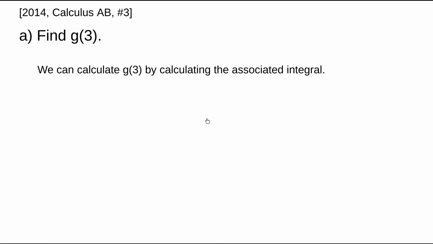In part A of the question, we are asked to find g of 3. Given the way that g is defined, we can calculate g of 3 by calculating an associated integral. G of x is defined as an integral involving the function f, which is the graph provided. So if we just set up the integral, g of 3 would be the integral from -3 to 3 of f of t dt. It's all line segments, so it's really just finding some areas of either rectangles or triangles, and if we do that and add up the different areas, we get 9.